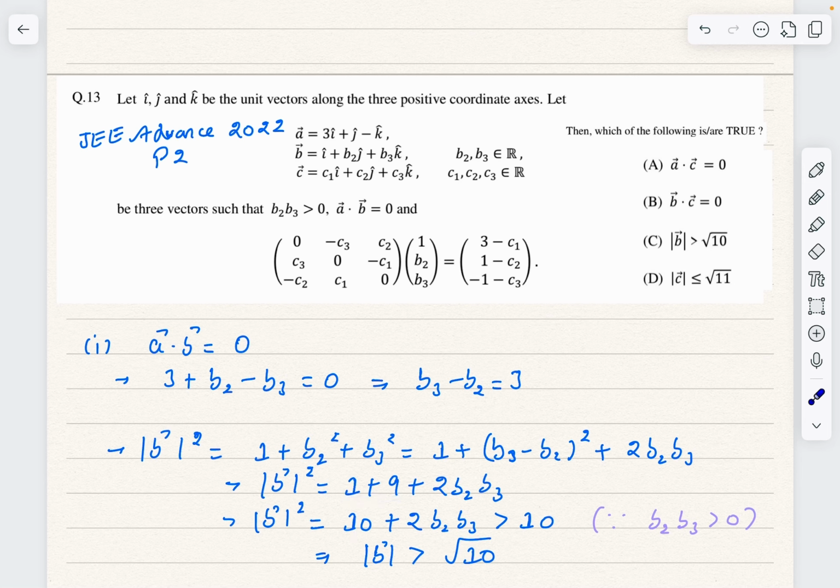Now we can say that B2 B3 is greater than 0. So this value will be greater than 10. So mod B will be greater than root 10. So from here we can say option C must be true.